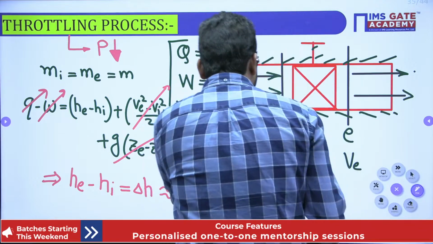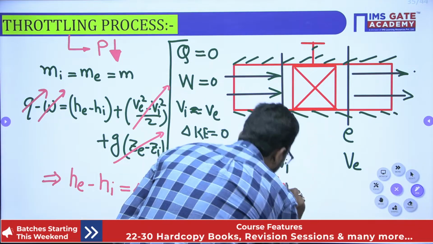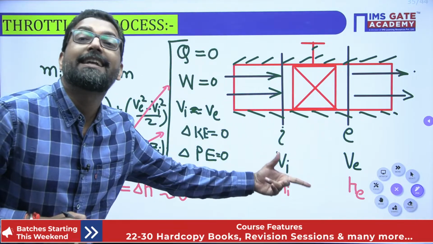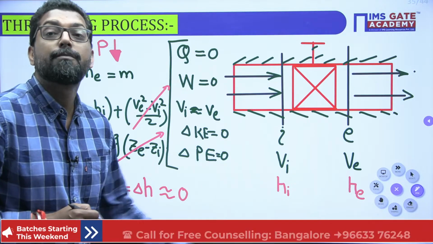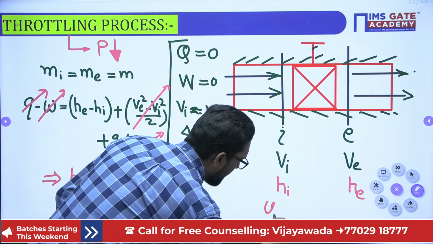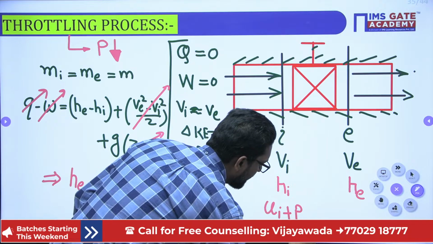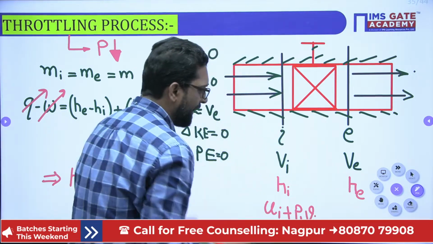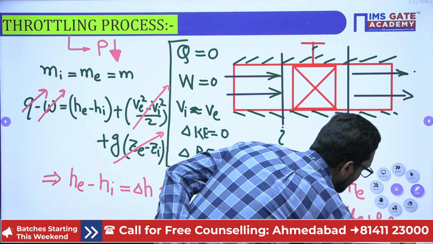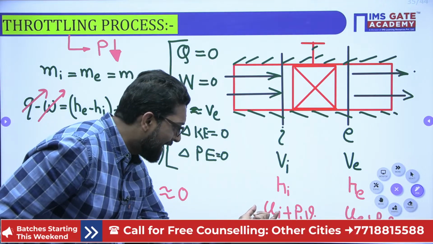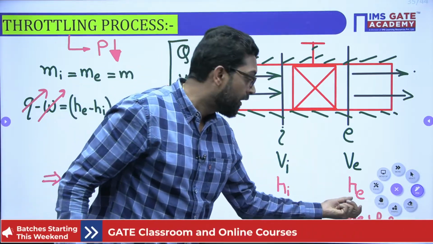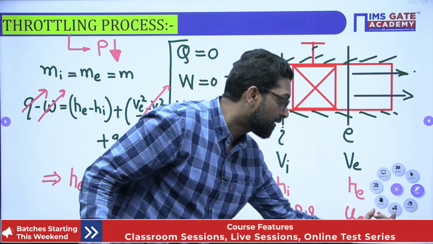That means the enthalpy at the inlet of the throttling and the enthalpy at the exit of the throttling are approximately the same. That means the enthalpy is what? Internal energy at inlet plus flow energy at inlet, equal to internal energy at exit plus flow energy at exit. Yes or no? That means the summation of internal energy plus flow energy at inlet is the same as the summation of internal energy plus flow energy at exit.